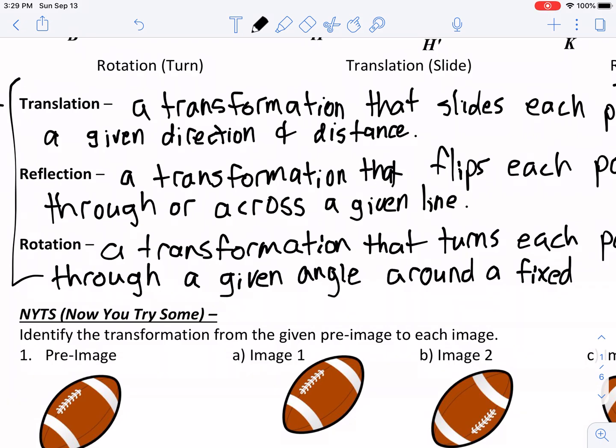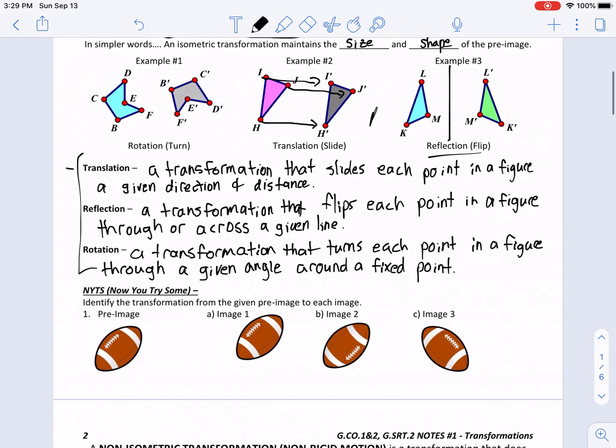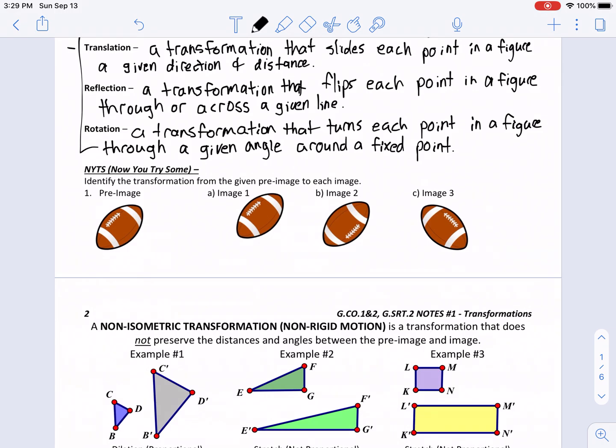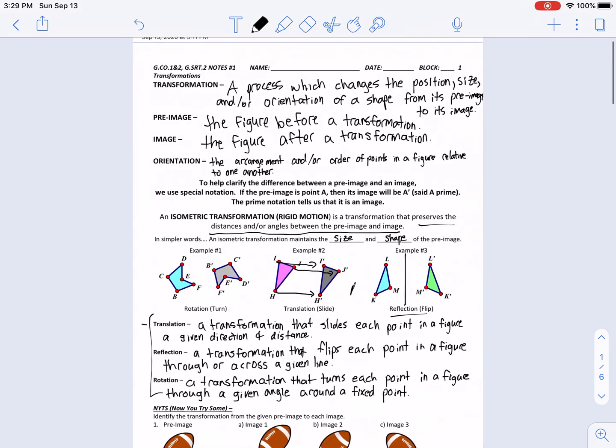So as I was alluding to earlier, there's some fixed point that we rotate the image around. Now, these we'll work on together in class tomorrow. We talked about what the transformations are.